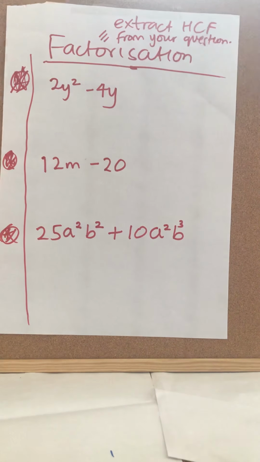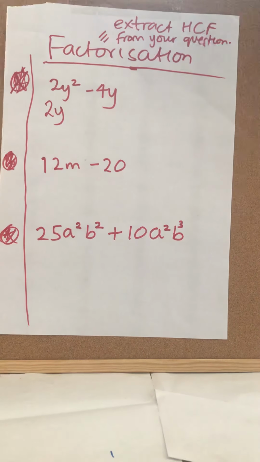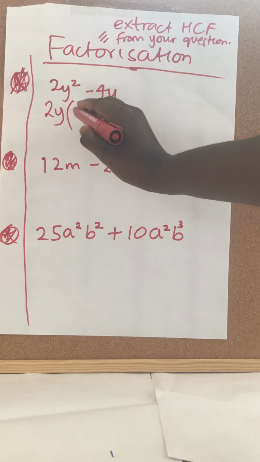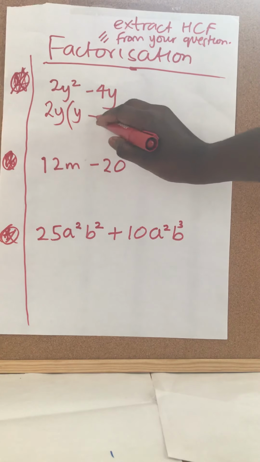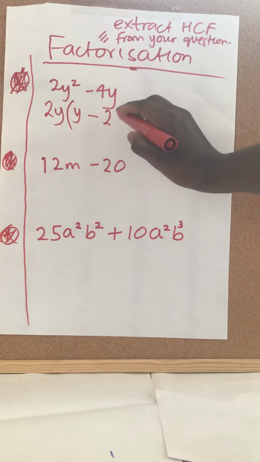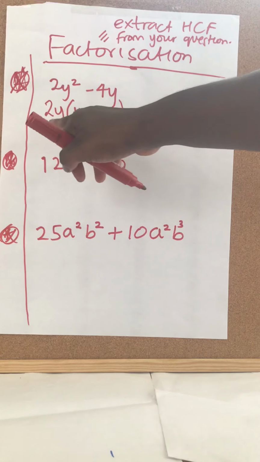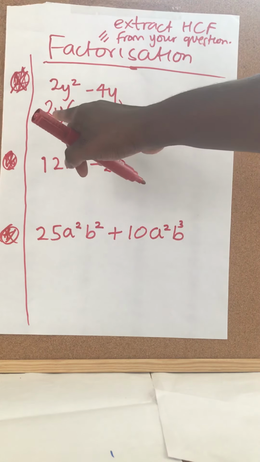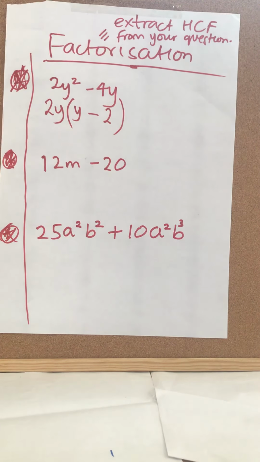So you take out the highest common factor in your question, and the remaining ones will be inside the bracket. So I'm going to take out 2y, that is common, so that I'm left with just y minus, I've taken out 2y, so I'm left with just 2. That's my answer. You will realize that if I multiply 2y by y, I'm going to get 2y squared. If I multiply 2y by minus 2, I'm going to get minus 4y. Easy peasy.